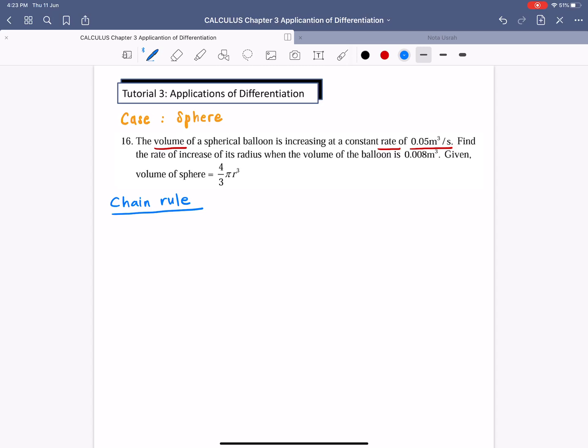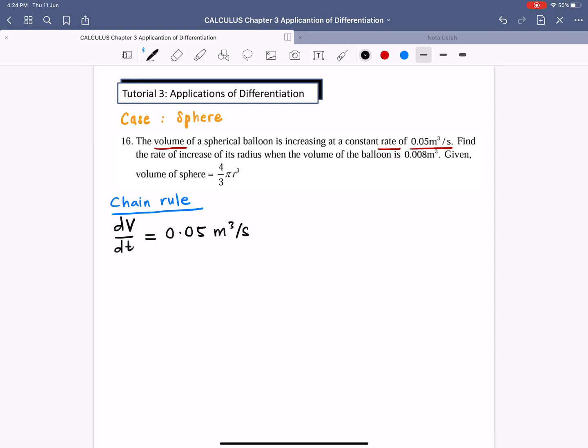From the first sentence, you have the volume increasing at a constant rate, 0.05 meter cube per second. Since it is about the rate of the volume, that means we have dV/dt. Let's say that volume is represented by V, then dV/dt is equal to 0.05 meter cube per second.